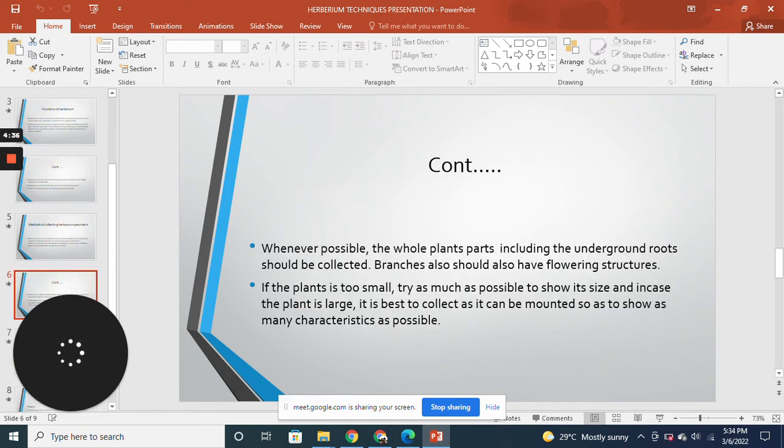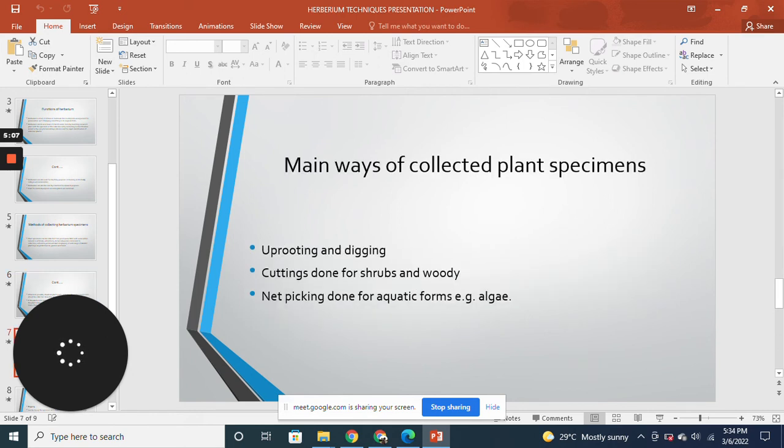Whenever possible, as you are doing the collection, you make sure that the whole plant, including the underground roots, should be collected. Also, branches and flowering structures should be included in the collection. Also, if a plant is too small, try as much as possible to show its size, and in case the plant is too large, it is best to collect it so that it can be mounted so as to show as many characteristics as possible.